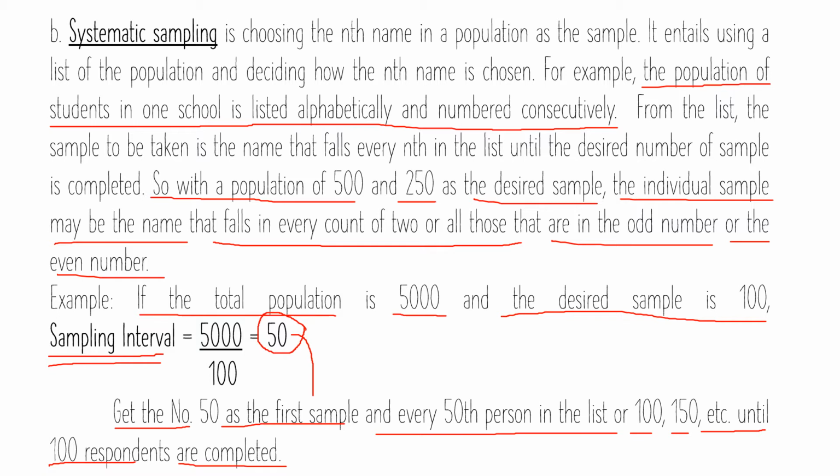So let's give another example of this one. For example, all employees of the company are listed in alphabetical order. From the first 10 numbers, you randomly select a starting point, for example, number 6. From number 6 onwards, every 10th person on the list is selected. So that will be 6, 16, 26, 36, and so on. And you end up with a sample of 100 people.